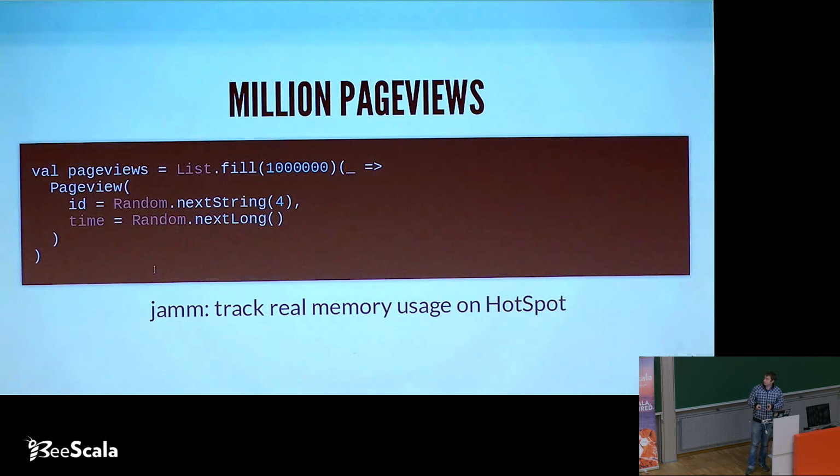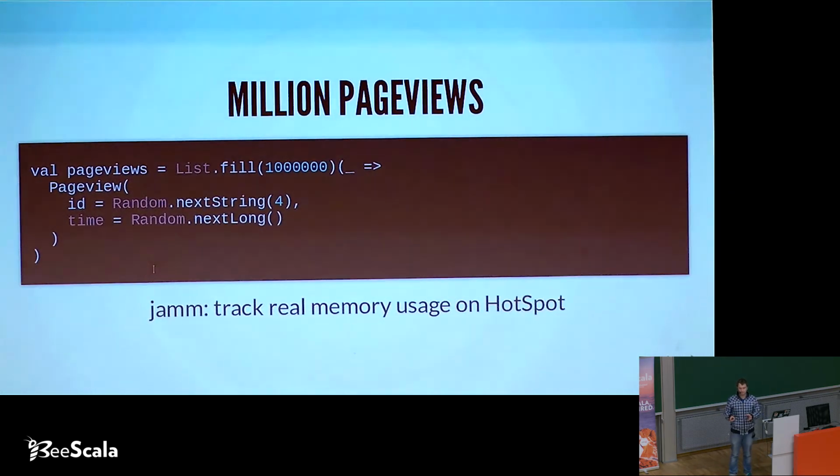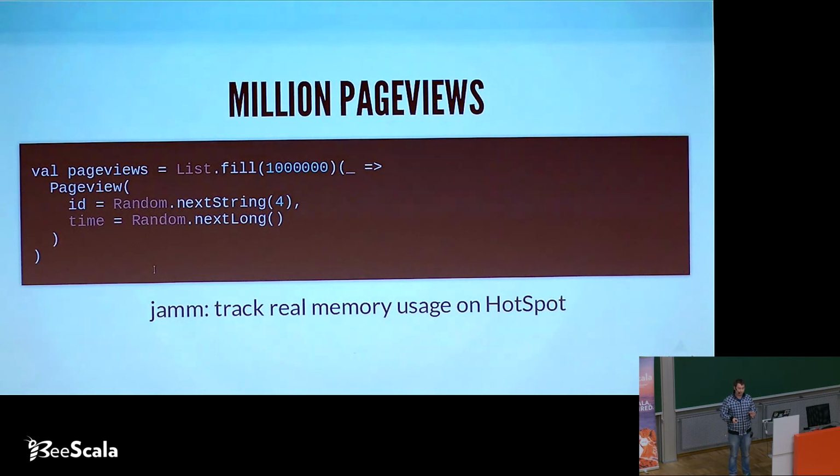So for a more precise use case, let's have 1 million page views in a list, and we'll use another tool called JAM. It's a Java agent for memory measurements. It has a simple API, so you can put in a reference to some object, it doesn't really matter which, and it will traverse all the references coming from this object and compute the memory usage of the whole tree. So it is not super precise, but it's giving an approximate measure of the memory used by your data structure.